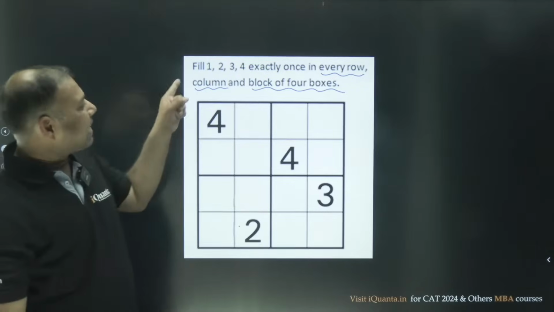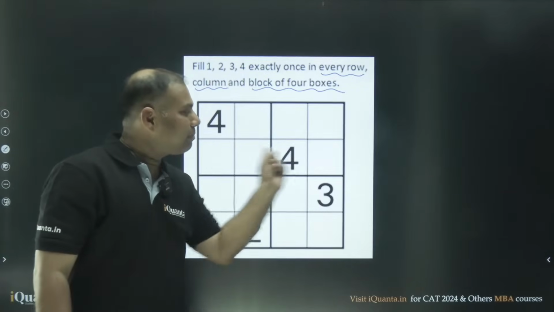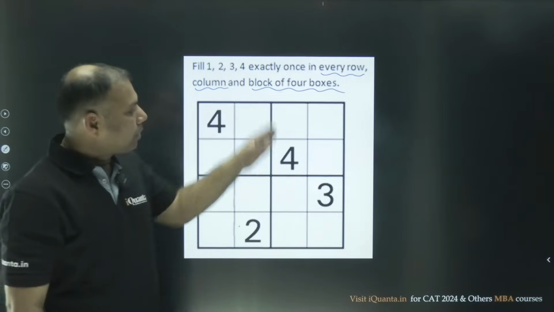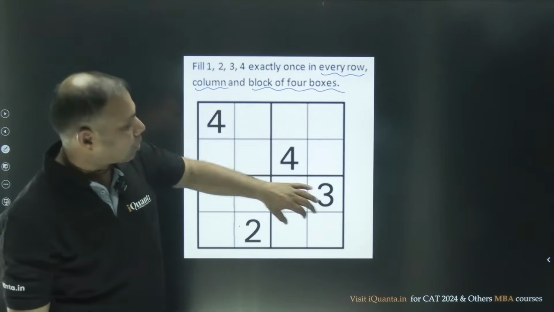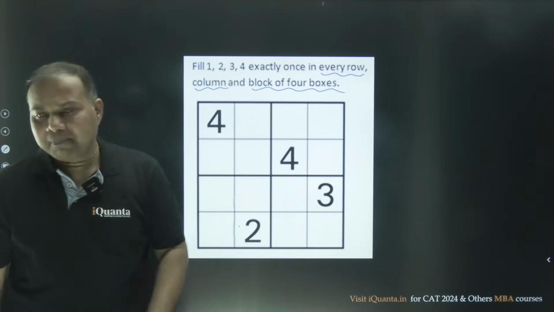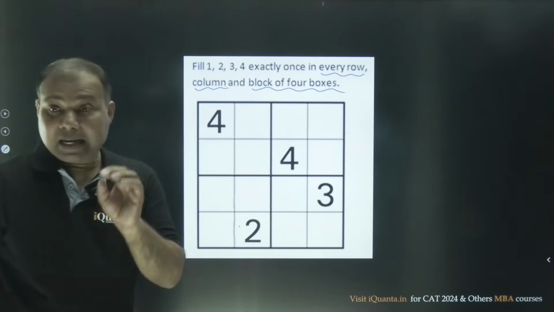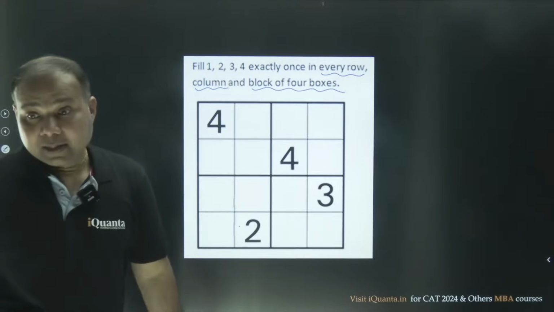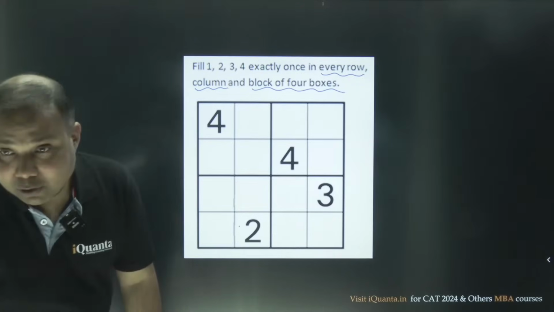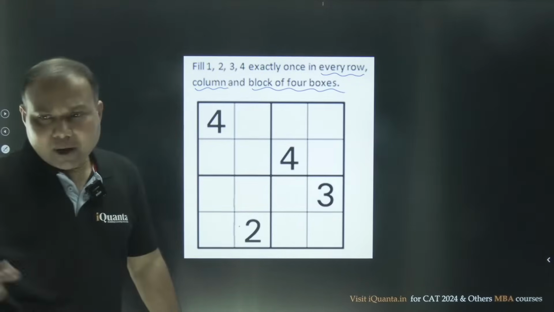So we have to fill 1 to 4 in every horizontal line, every row, every column, and every block of 4 boxes. This is a very easy game and certainly it can be solved in less than 10 seconds. Yes, many of you have completed it also. Don't worry, I'm going to ask you one by one now.